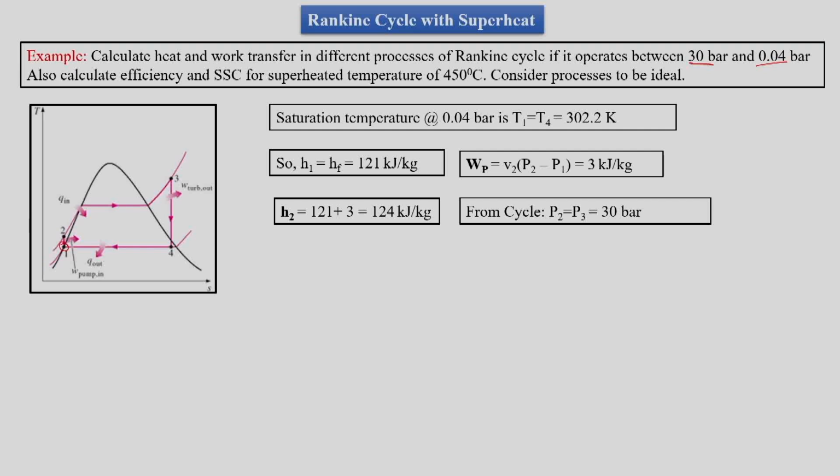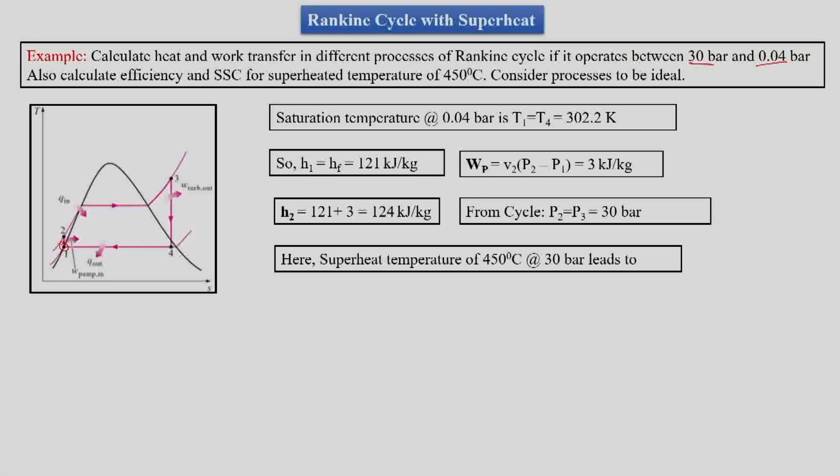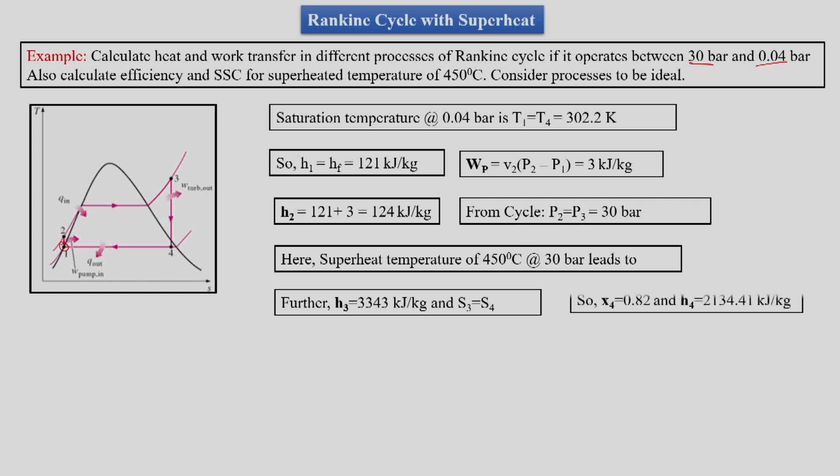So what we should do is go to the steam table, but now instead of going to the saturation part of the steam table, we have to go to the superheat part, and in the superheat part we have to look at 30 bar and different temperatures. Among the temperatures we look at 450 degrees Celsius, and then we get the enthalpy at 3, which is 3343 kilojoule per kg, and we also have to see the entropy at 3. Knowing entropy at 3, we know entropy at 4. From that we can find the dryness fraction at 4, which is 0.82. So we know the enthalpy at 4.